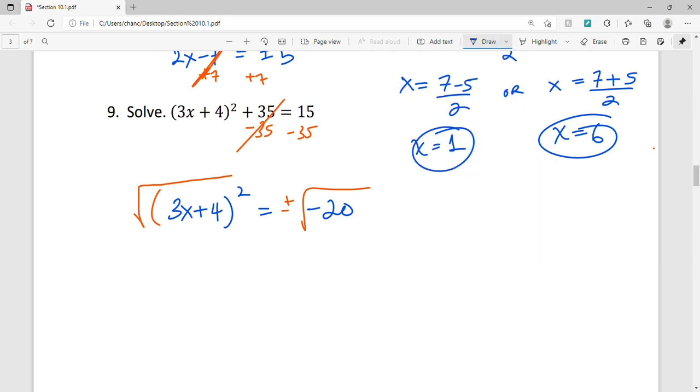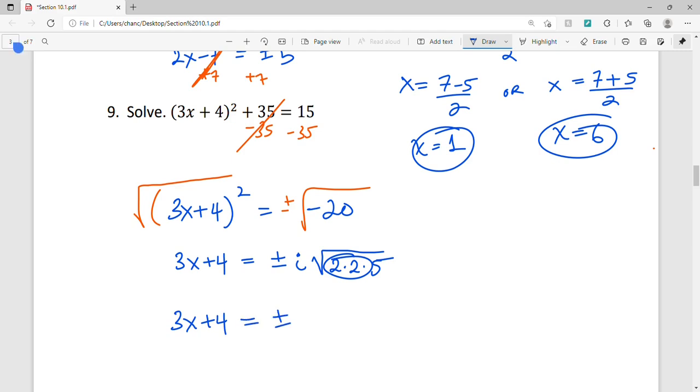On the left, it simplifies to 3x plus 4 because the square term cancels out with the square root. On the right, I'm going to pull out the i first, and that leaves us the square root of 20. Well, 20 can be broken down as 2 times 2 times 5. And so we have a pair of 2's. This is 3x plus 4 equals plus or minus. Now that 2, I'm going to bring it to the front of the i, so that's 2i root, and we have a 5 on the inside.